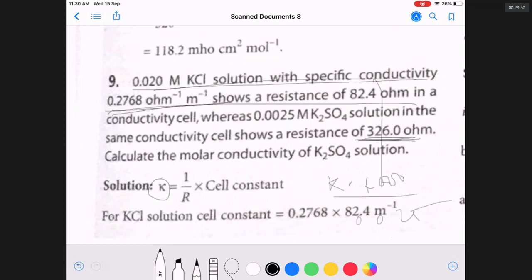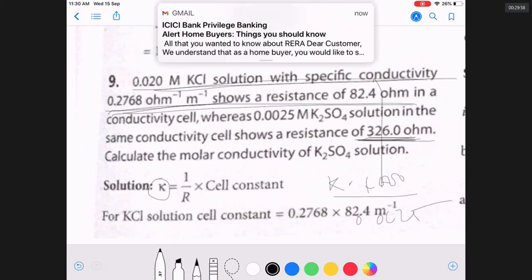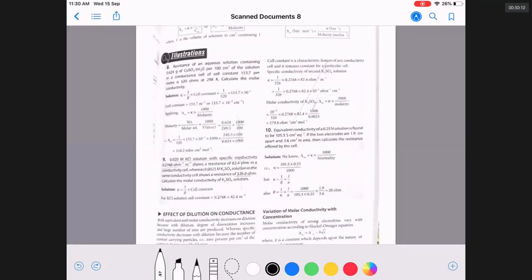Are you seeing it very clearly? The first data is used for finding the cell constant, and the resistance is used to find the molar conductance. If you practice, you will be able to do it. Okay, sir?